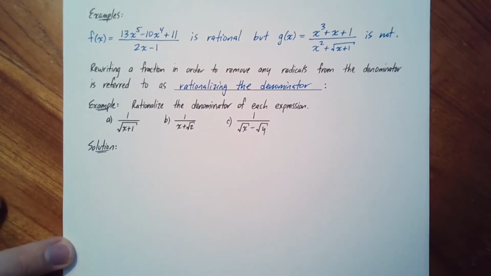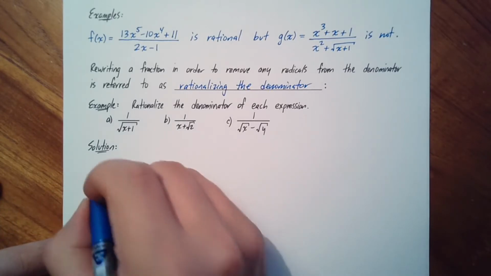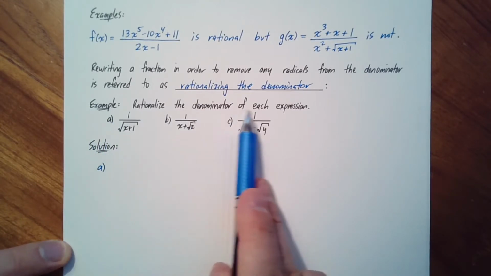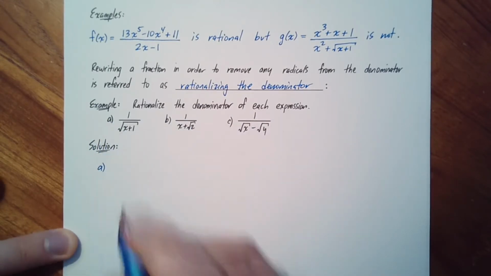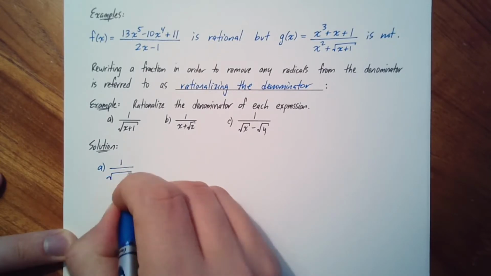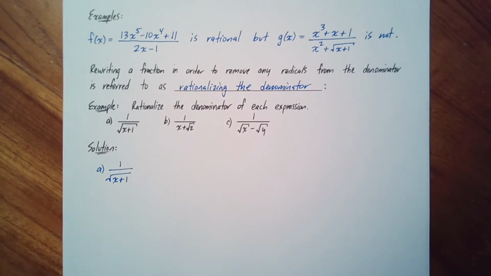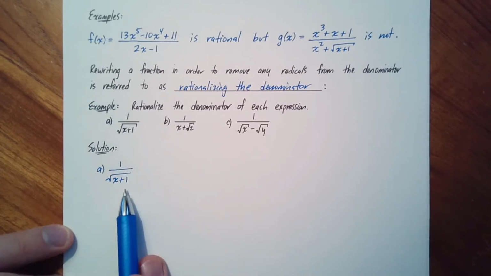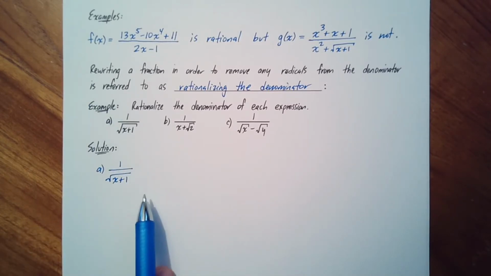So let's look at an example, and I'll show you what I mean. So let's follow the instructions here. Rationalize the denominator of each expression. So for part A, we've got 1 over the square root of x plus 1. So we've got a radical symbol in the denominator, and we would like to remove it. But I could just write 1 over x plus 1 and just not write the radical symbol. That might be one way of getting rid of it, but that's not what we mean here when we say rationalize the denominator. We want to actually rewrite this fraction so that it's the same fraction, just expressed differently.